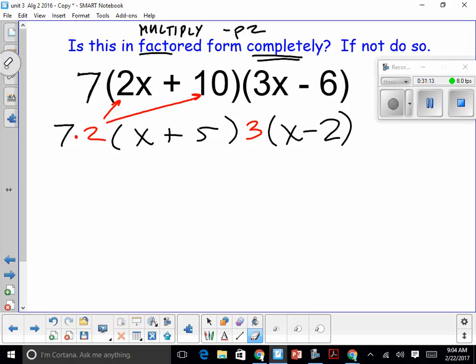If someone can do that, 7 times 2 is 14. 14 times 3, I don't know what that is. So let me multiply a little differently. If I do 2 times 3, what is that? 6. Anybody know what 6 times 7 is? It is 42. That version I like better.